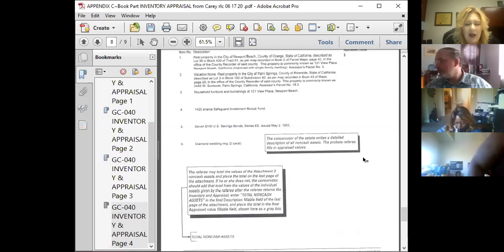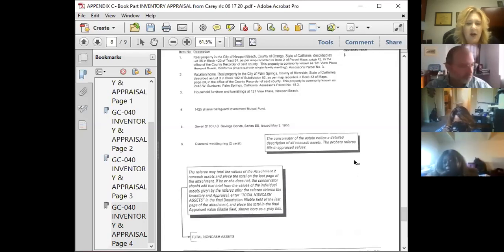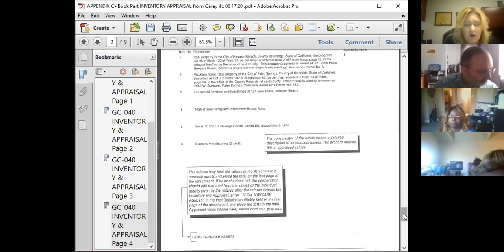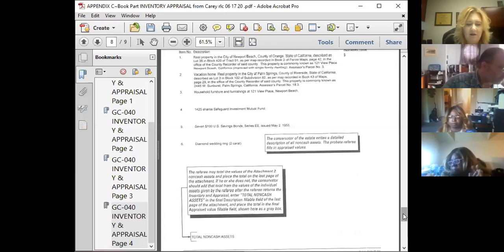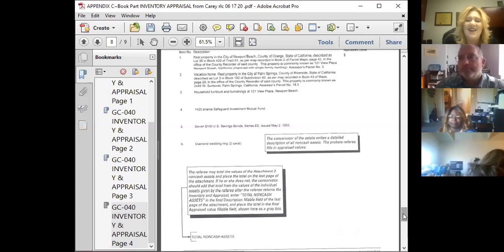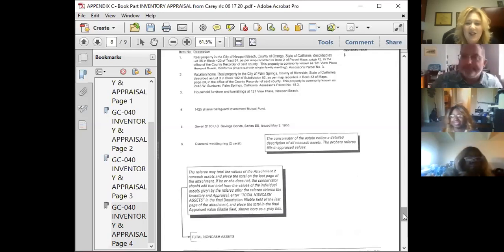Now, a dog or a cat, unless it's a prize show dog or cat, I wouldn't include that at all, because really, what is their value? To the person that you're a conservator for, that cat is worth $1 billion, but to anybody else, people might not even like the cat. So what's the value? You wouldn't include that on there.